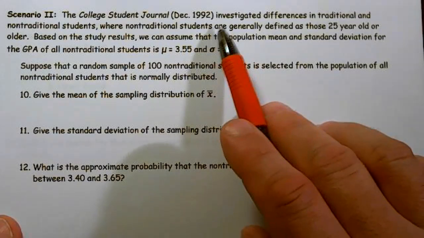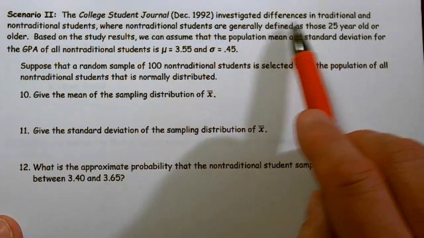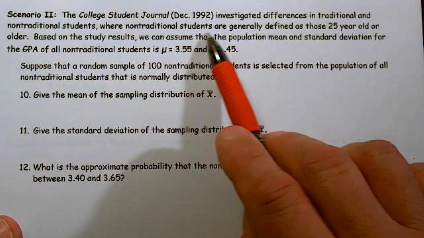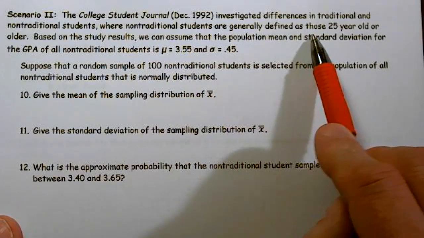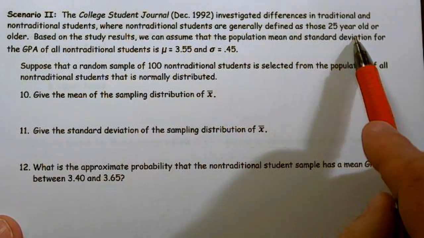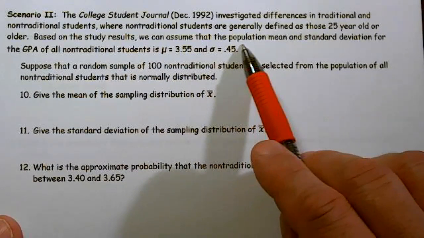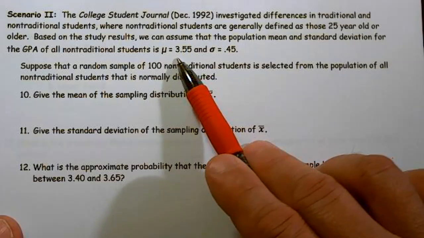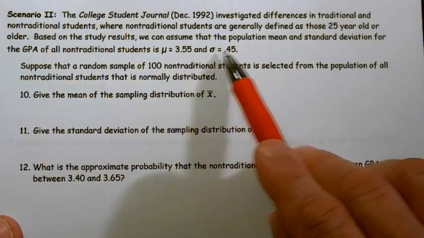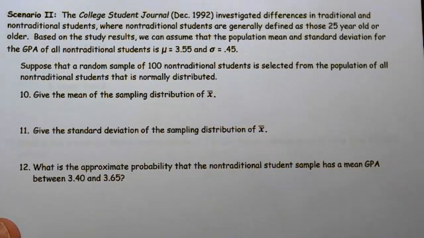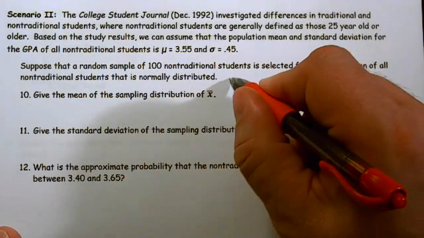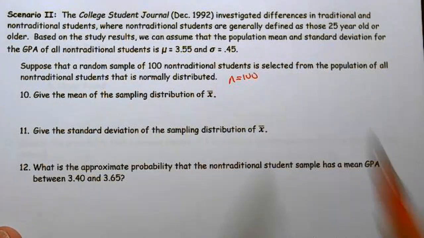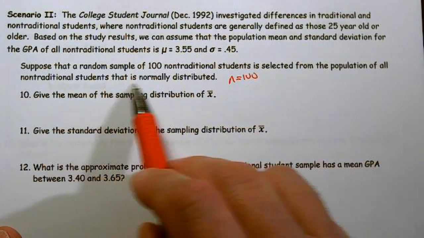The College Students Journal investigated differences in traditional and non-traditional students, where non-traditional students are generally defined as those who are 25 years old or older. Based on the study results, we can assume that the population mean and standard deviation for the GPA of all non-traditional students is a mean of 3.55 and a standard deviation of 0.45. Suppose that a random sample of 100 non-traditional students is selected from the population. So n happens to be 100, from the population of all non-traditional students that is normally distributed.